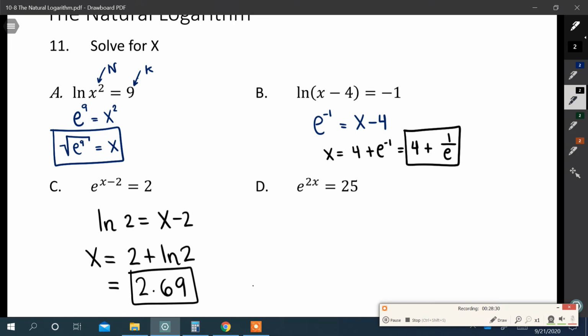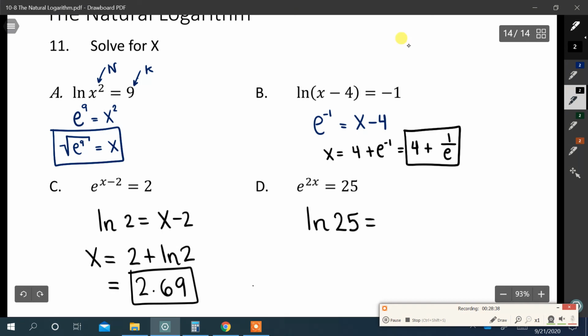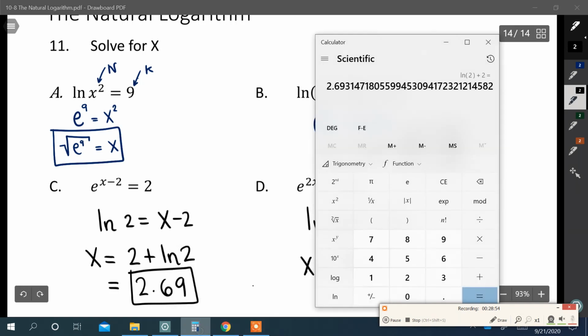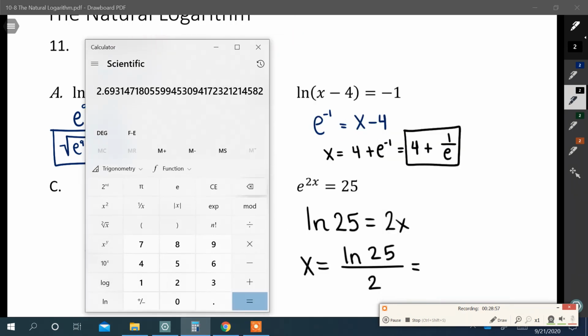Let's do D. Once again, we can use our definition. Natural log of 25 is equal to 2x. That means that x is equal to the natural log of 25 over 2. We can use a calculator to finalize this problem. We put 25, natural log, divided by 2, which gives you 1.61.